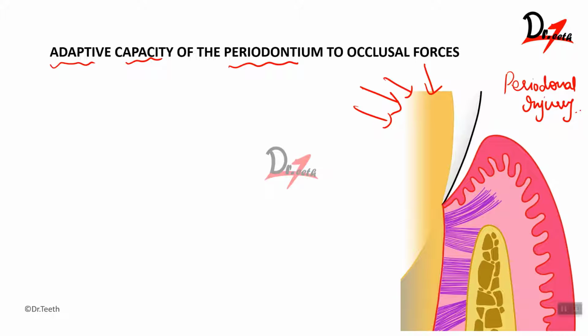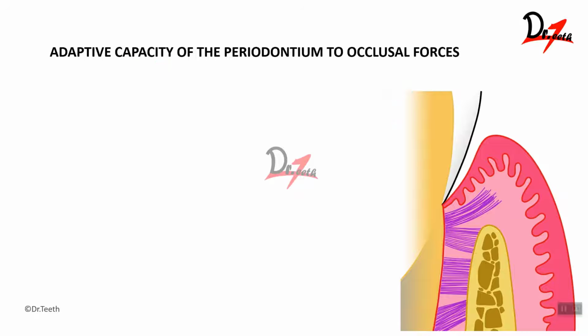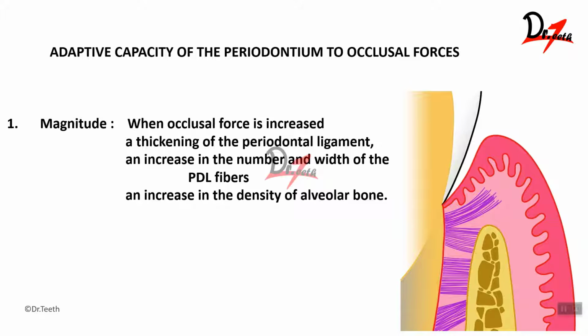First, let's understand the various factors on which the adaptive capacity of the periodontium depends. The first factor we'll be talking about is the magnitude. When the occlusal force is increased, there is a thickening of the periodontal ligament, and there is an increase in the number and the width of the PDL fibers. So this is the first adaptive capacity of the periodontium to an increase in the magnitude of forces. And second, there is an increase in the density of the alveolar bone. These are the changes that happen in the periodontium if there is increased magnitude of occlusal forces.